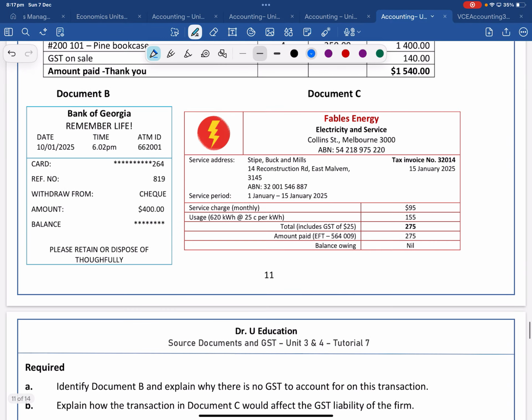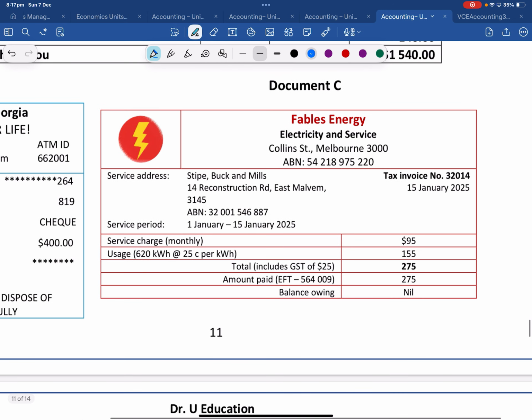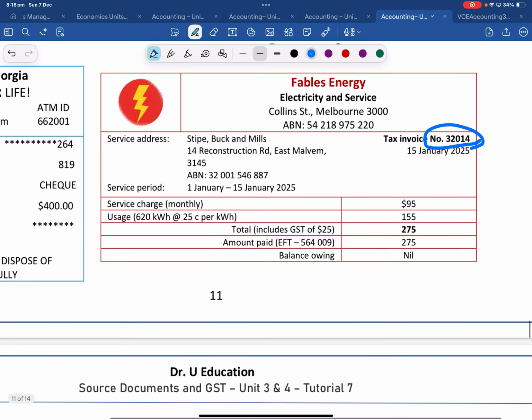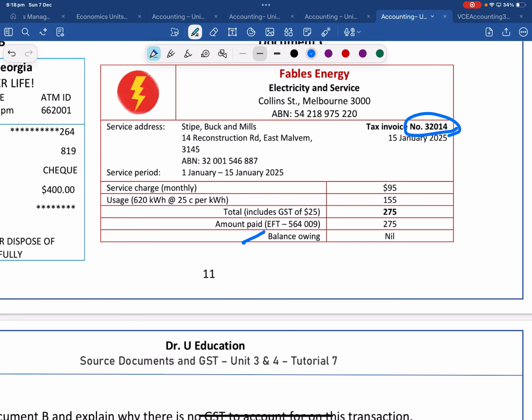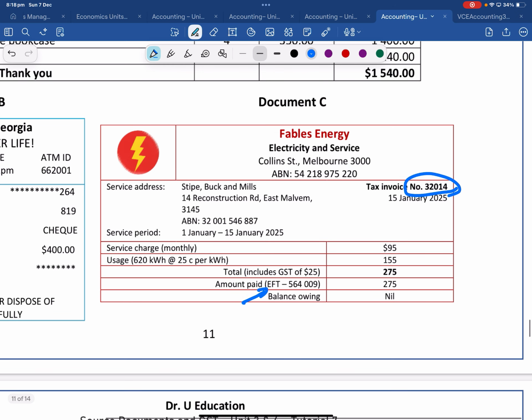Don't worry about that one. What's the receipt, guys? No receipt? There's an EFT at the bottom, the amount paid. Technically, it's the same transaction. Which number do we use? 32,014, that one. Because this is not the EFT document. The EFT payment was made by EFT, but this is not the EFT document.